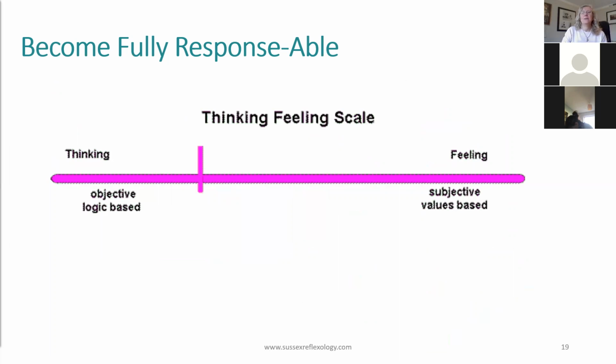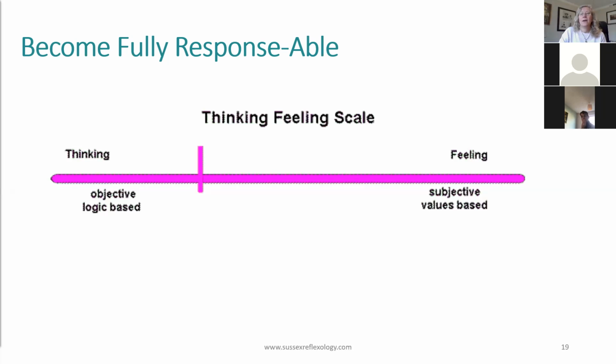Now, we all have a little bit of a thinking, feeling preference on how we like to make decisions and how we evaluate situations. Some people are very objective and logic based, and some people are right up the other end, and it's all about feelings and emotions. So again, this thinking, feeling preference is important to have an awareness of, as to where you are naturally on this scale.